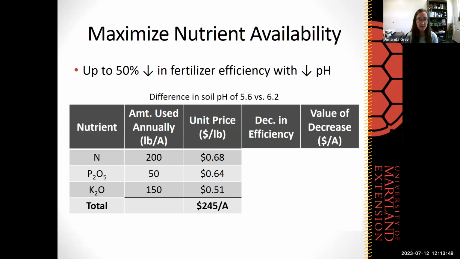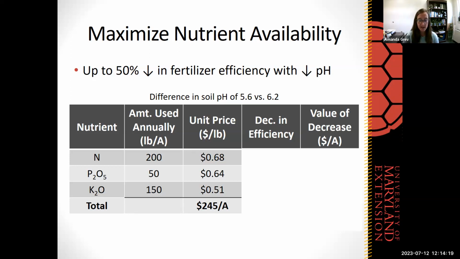But if we're saying for this example, we're using on average annually 200 pounds of N, 50 pounds of P2O5, and 150 pounds of K2O per acre for the year. And we applied those same price numbers that we looked at in the beginning from that fertilizer graph. So 68 cents, 64 cents, and 51 cents for each of our nutrients. Then our fertilizer costs for the year would be around $245 per acre. And so that would be the ideal, right?